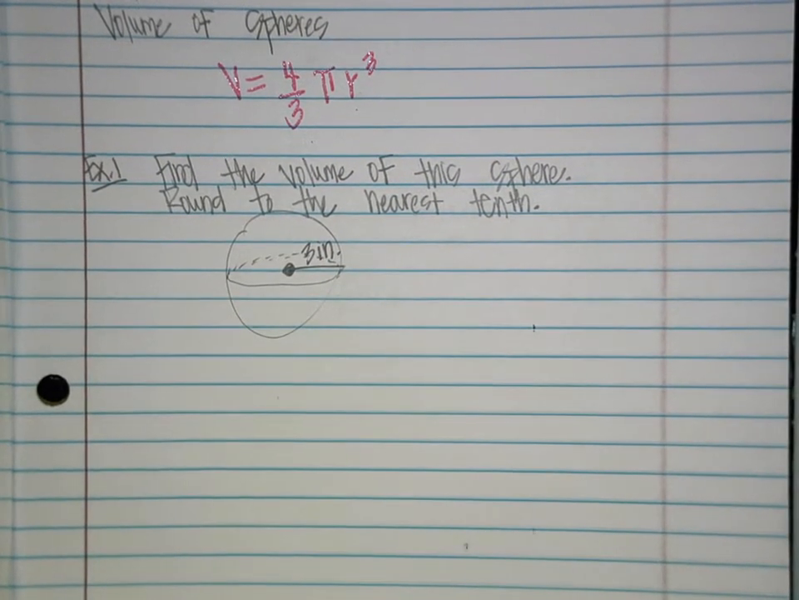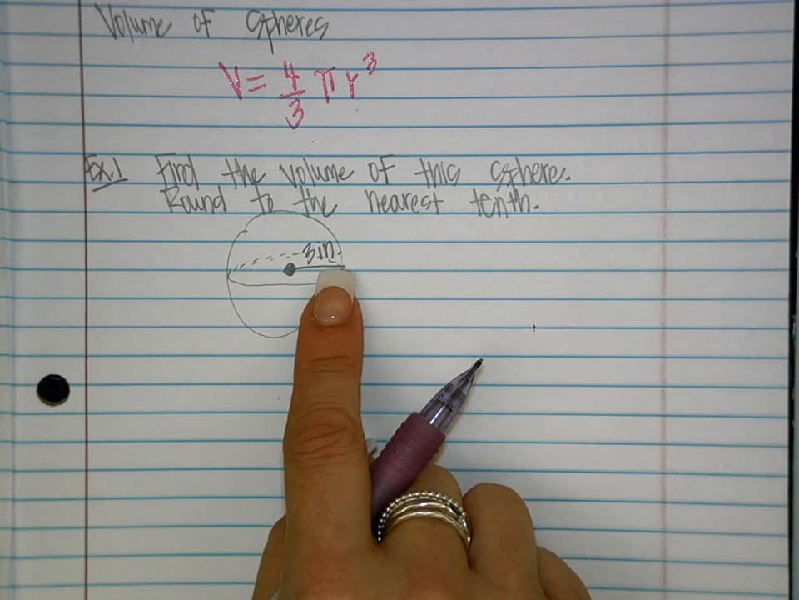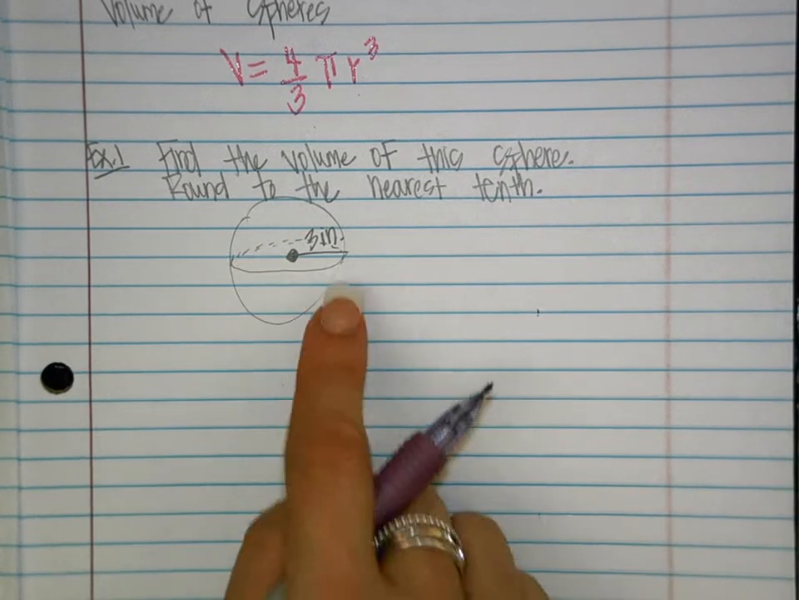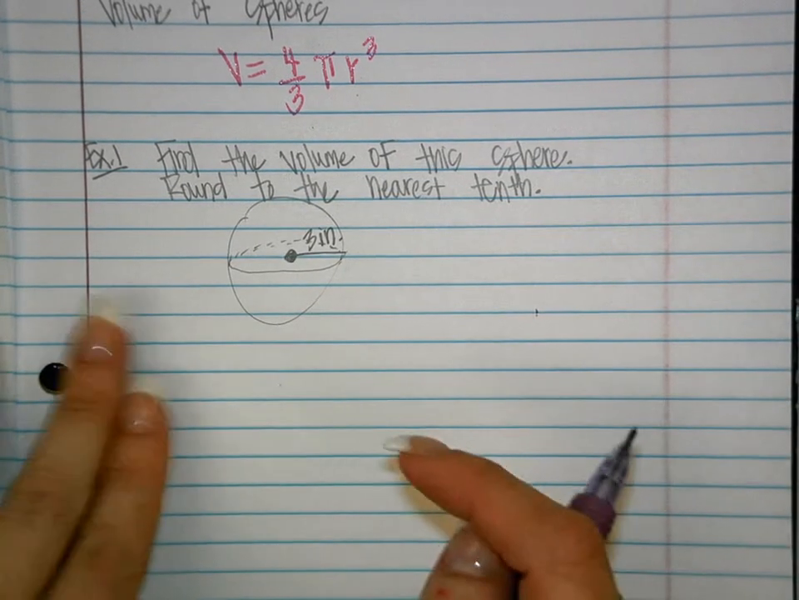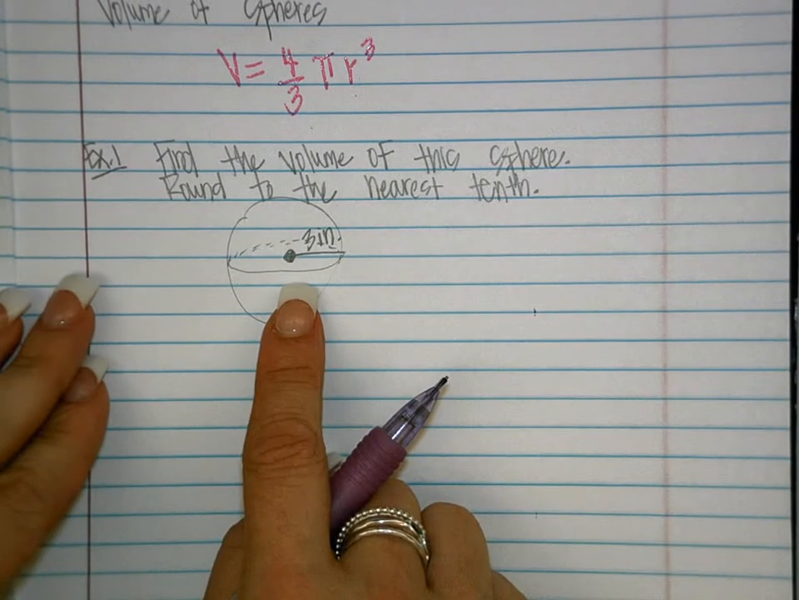What is that inside of the sphere? 3 inches. Oh, this is just showing you that it's 3-dimensional. That's my attempt at showing 3-dimension. Okay, so find the volume of this sphere.